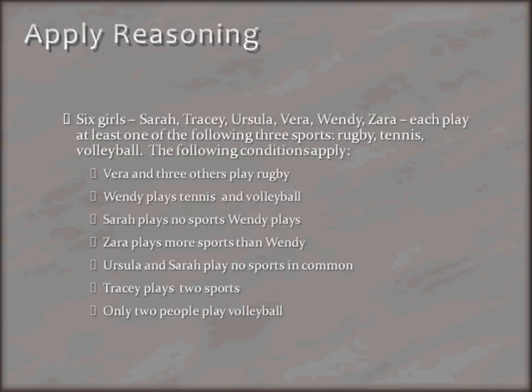Our puzzle gives us the information that 6 girls, Sarah, Tracy, Ursula, Vera, Wendy, and Zara, each play at least one of 3 sports: rugby, tennis, and volleyball. We're then given a number of conditions, the bulleted list below. Take a moment to read through this list.